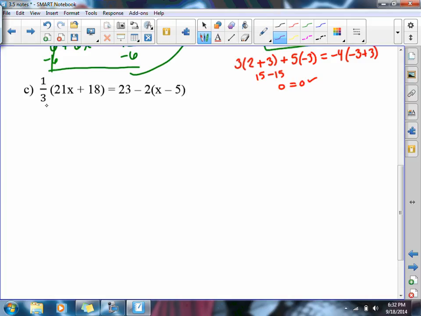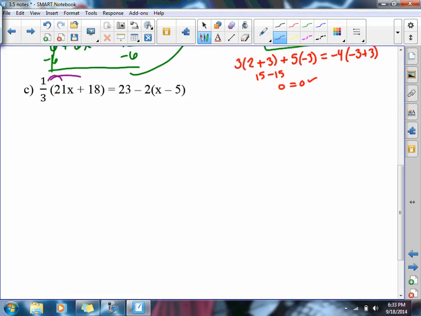Remember, multiplying by 1/3 is kind of like dividing by 3. So can I divide 21 by 3? Yes, I can. Can I divide 18 by 3? Yes, I can, and they'll divide evenly. So when I distribute this 1/3, I don't have to be afraid of getting fractions. I'm going to end up getting whole numbers. So it's okay to distribute this fraction. This one is actually going to work out nicely. So let's go ahead and do that.